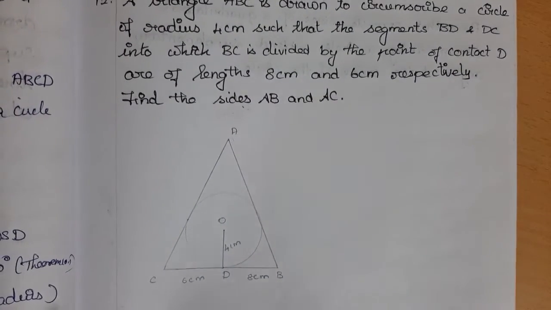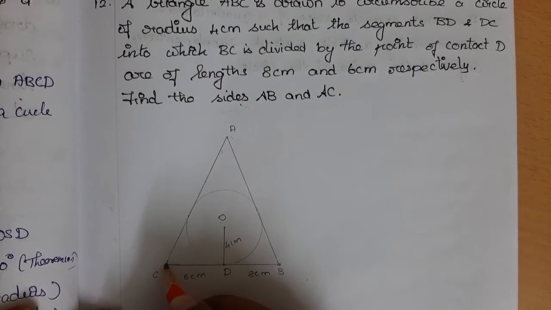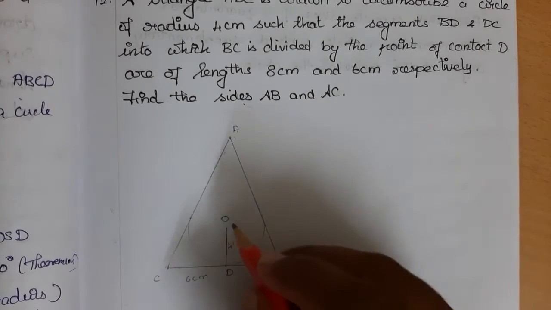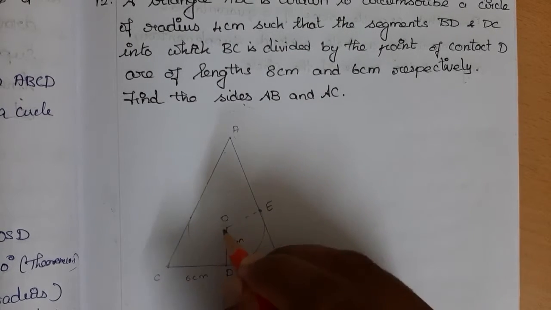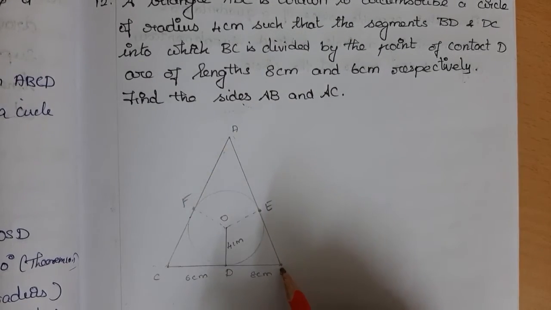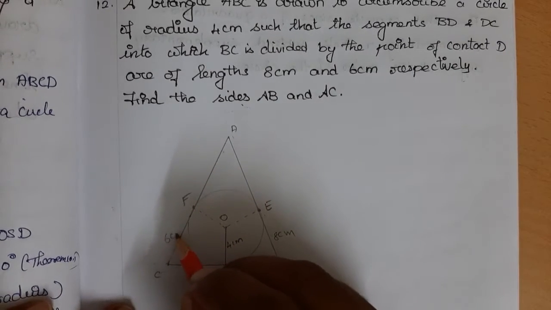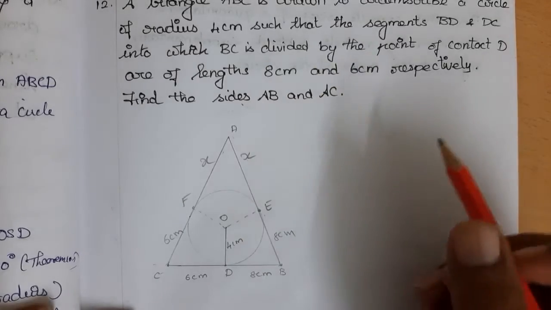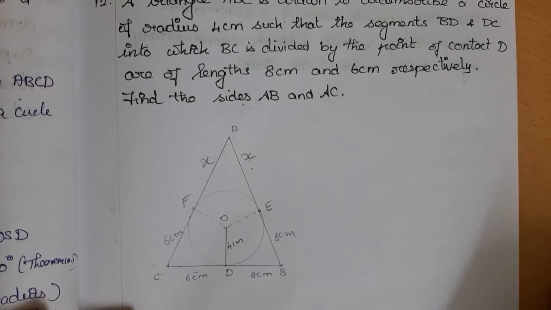So here we consider the triangle ABC with this as a radius. From the external point we have drawn the tangents. So let me join this radius and this point of contact. Let me call it E and this F. So these are tangents. So BE will also be 8 centimeters and CD is equal to CF, and it will also be 6 centimeters, and these two tangents from A will be the same. Let me consider it as x. So if we find this x, then we can find the sides AB and AC, right?